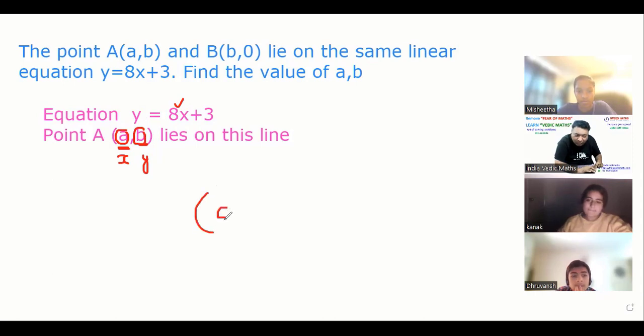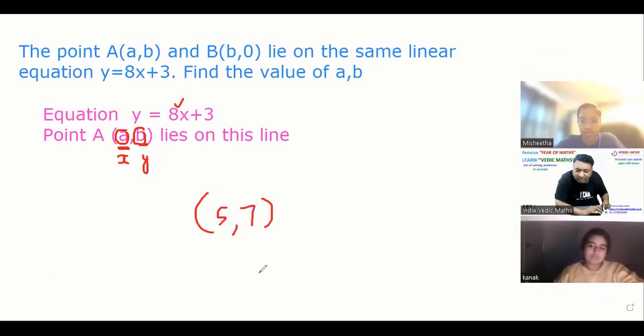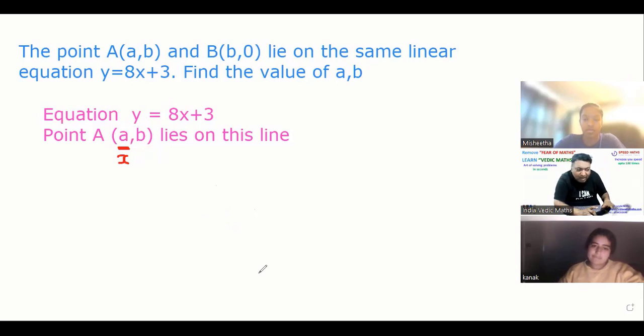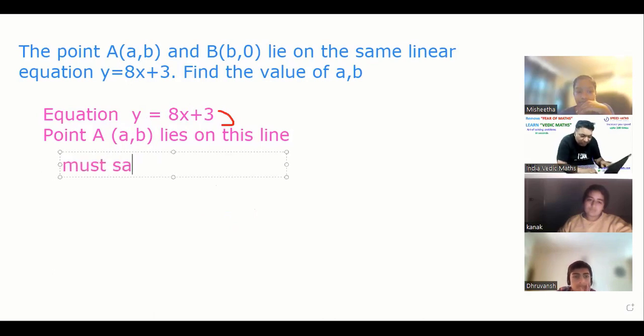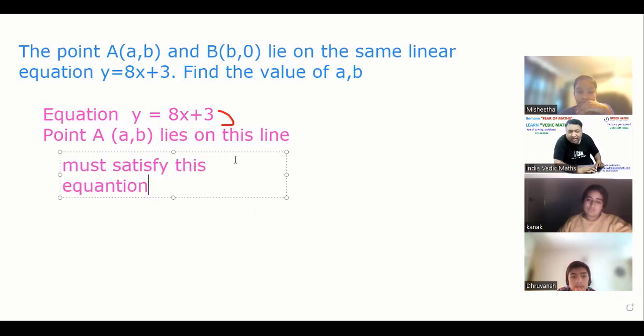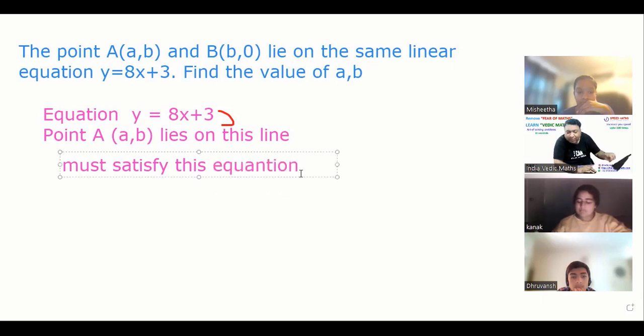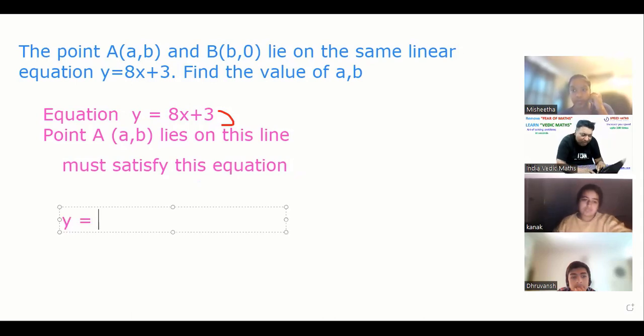Suppose tomorrow I say (5, 7), what is the value of x here? 5 or 7? 5. We always put the x coordinate first. So the point A, whose coordinates are a and b, must satisfy this equation. What is the meaning of satisfying the equation? It simply means putting this point into the equation, x equal to a and y equal to b. That is the meaning of satisfying. What will Dhruvansh do? Dhruvansh will say, sir, my equation is y equal to 8x plus 3.